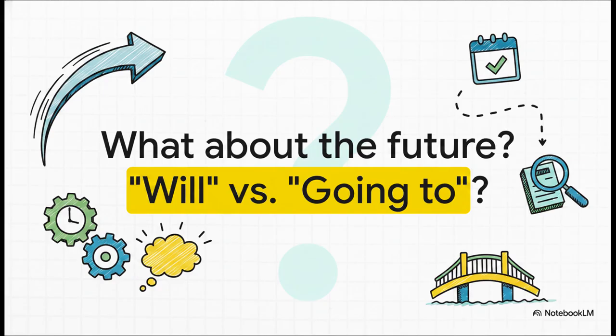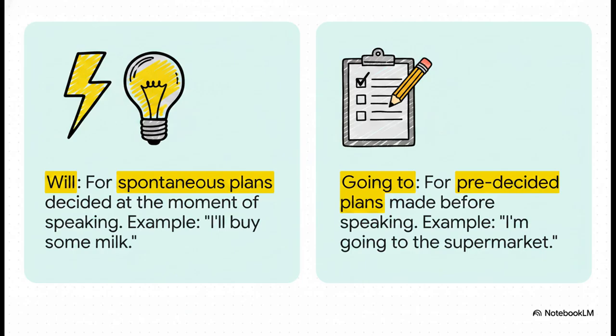This one trips up a lot of people. The difference is actually all about when the decision was made. You use will for spontaneous, in-the-moment decisions. You open the fridge, you see there's no milk, and you say, oh, I'll buy some. But you use going to for a plan you made before that moment. You already decided you needed groceries, so you say, I'm going to go to the supermarket after work. It's a pre-existing plan.